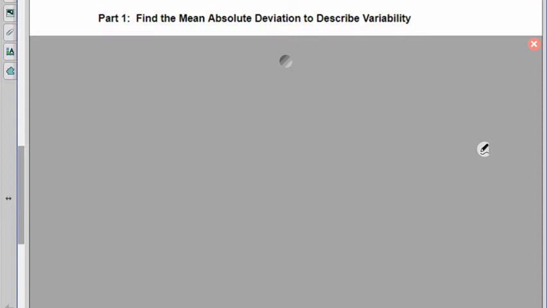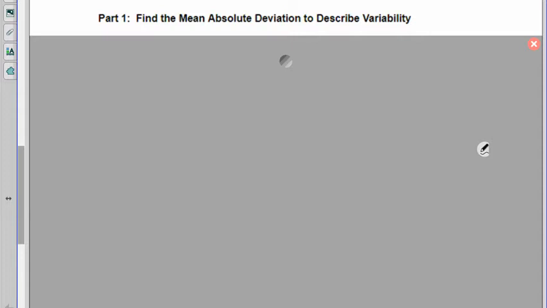Absolute, we did absolute value in the past. That's how far a number is from 0. In other words, we don't care if it's above or below. We just want to know how far away from something it is. And deviation is to be different, right? To deviate from is to be different from.